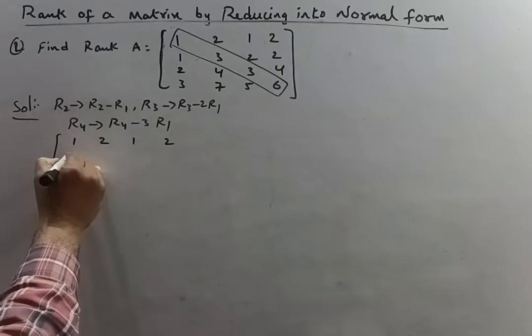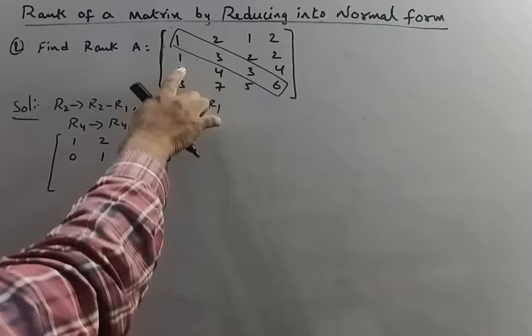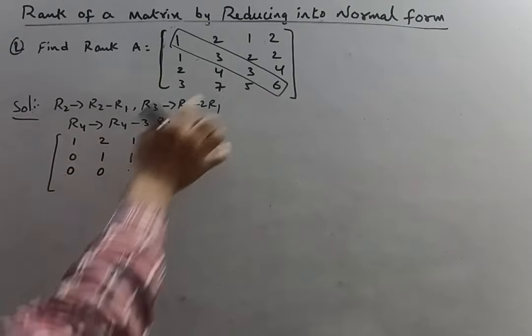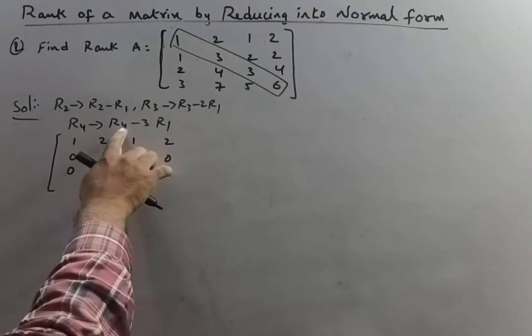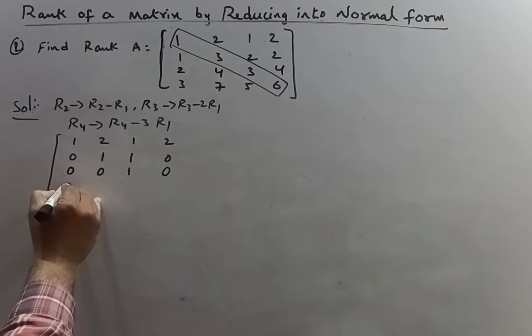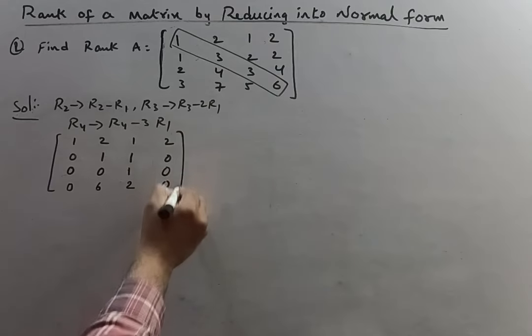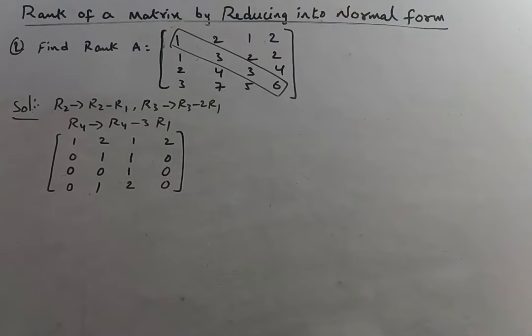Then R2 minus R1: 1 minus 1, 0, 3 minus 2, 2 minus 1, 2 minus 2. R3 minus 2R1: 2 minus 2, 0, 4 minus 4, 3 minus 2, 1s are 2, 1, 4 minus 4, 0. R4 minus 3R1: 3 minus 3, 0, 7 minus 6, 5 minus 3, 6 minus 6. Correct? 7 minus 6 is how much? 1. 0, 1, 2, 0. So this is the changed matrix.